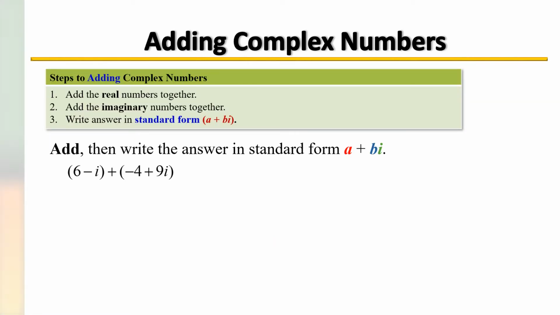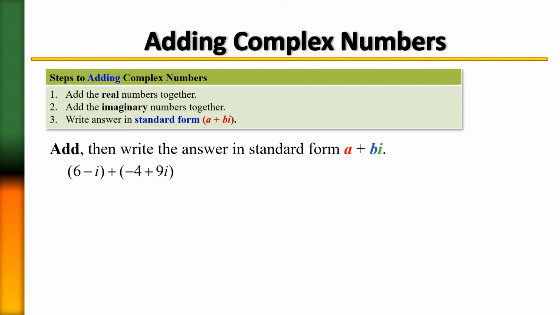Now let's do some adding with complex numbers. Very simple. All you have to do is make sure that you add the real numbers with the real numbers and add the imaginary numbers with the imaginary numbers, and then be sure to write your answer in standard form. So let's go ahead and add this expression. We're given 6 minus i plus negative 4 plus 9i.